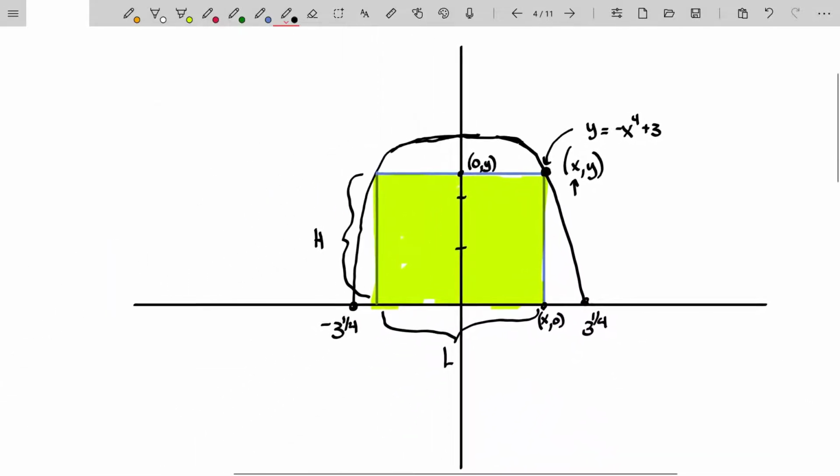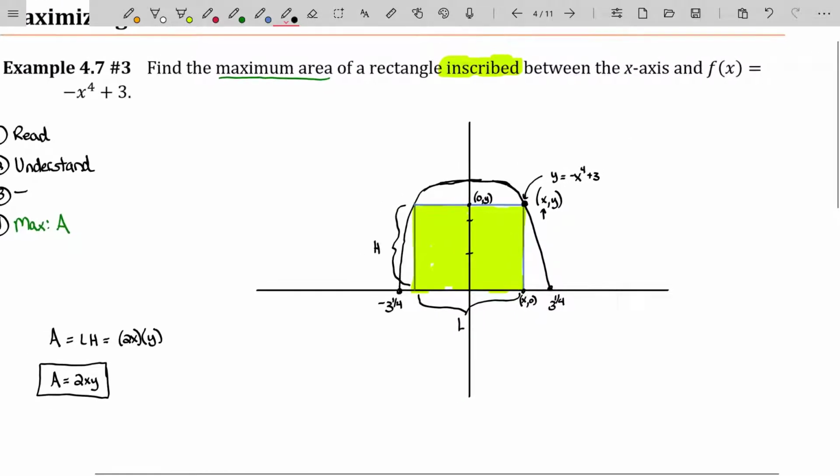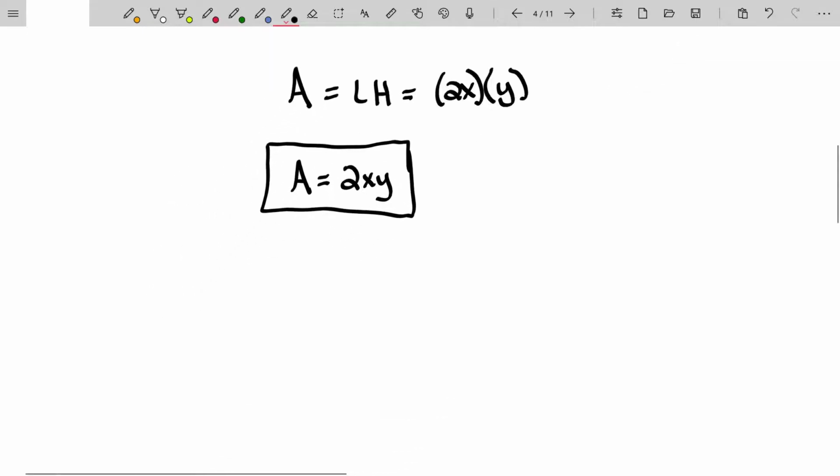Oh yeah, I do. It's negative x to the 4th plus 3, because that's the equation of the roof, I guess you could call it. So now our master equation is area is equal to 2x times negative x to the 4th plus 3. We want to maximize that function.